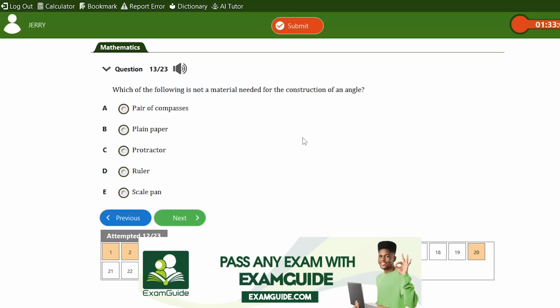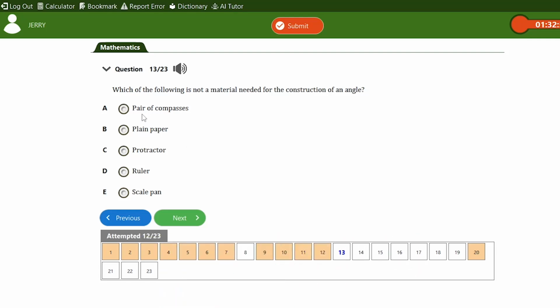So a question is asked here. Like I told you, some of the materials we use in constructing angles, we have, of course, pair of compasses, plain paper, protractor, ruler, and scale pan. So this is the odd one there. Okay, all right.